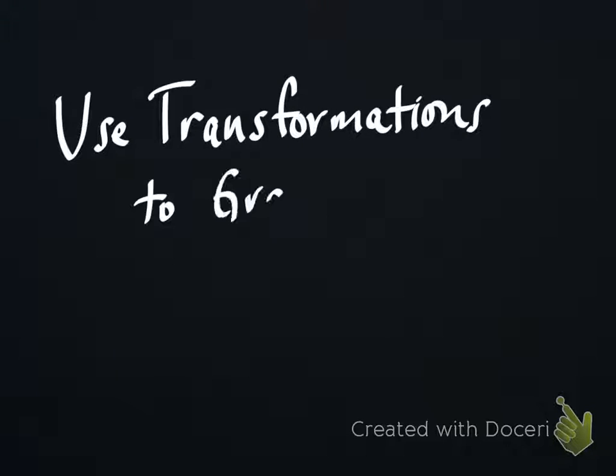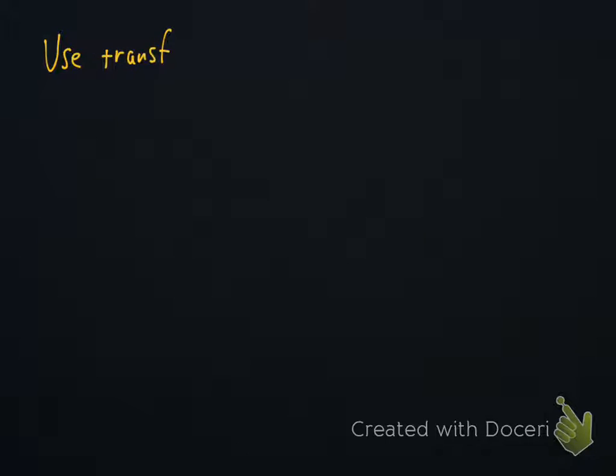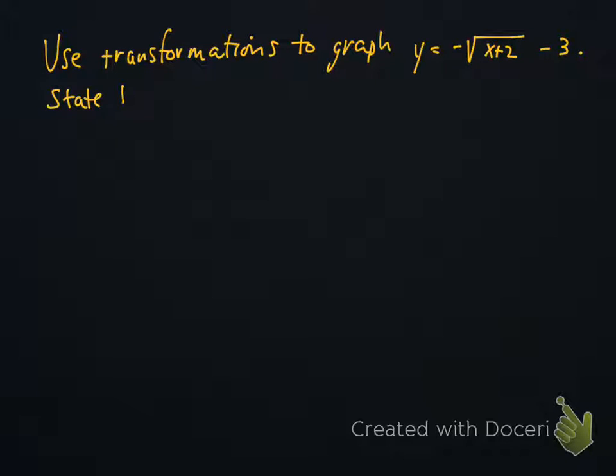Let's use transformations to graph a function. And so I'll work through this in the course of an example. Suppose you're asked to use transformations to graph the function y equals negative the square root of x plus 2, all minus 3. And we want to use that information to give the domain and the range.